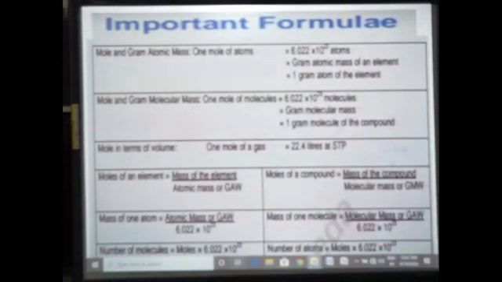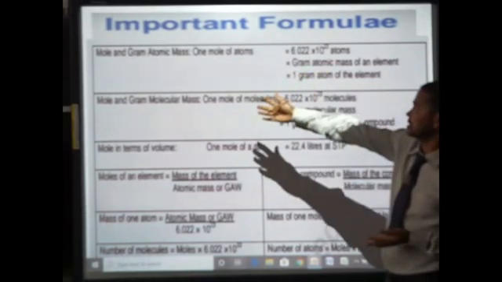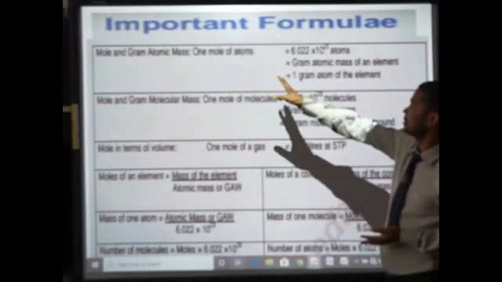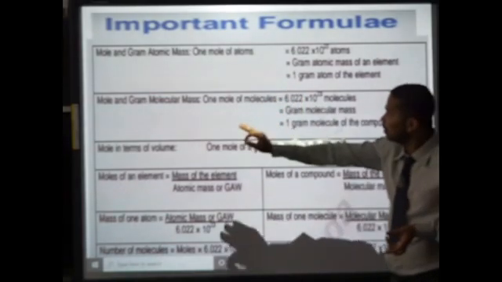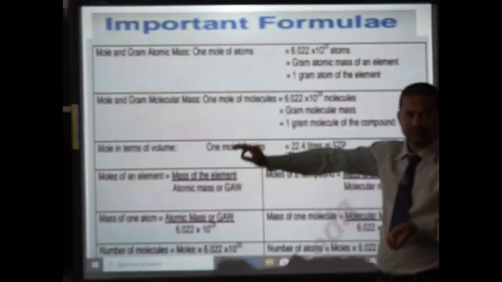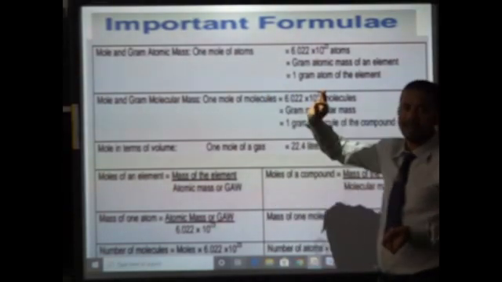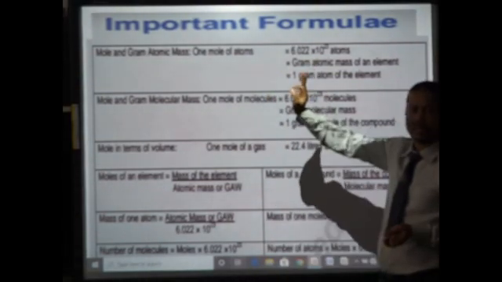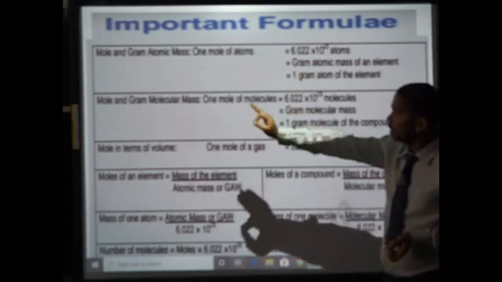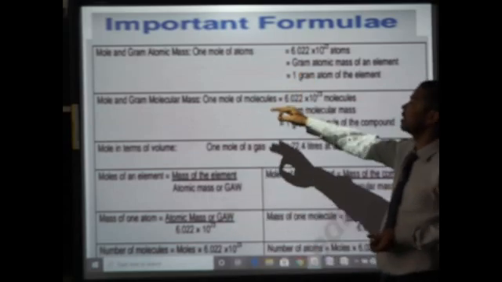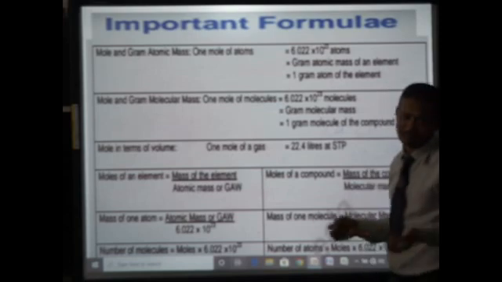Then mole in terms of volume. How to express mole? We express mole in terms of mass. Mole and gram atomic mass is the same. Mole and gram molecular mass is also the same. 1 mole is equal to 1 gram of a particular atom or element. 1 mole is equal to 1 gram molecular mass of a particular compound.